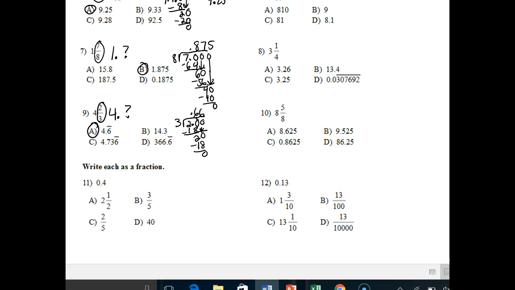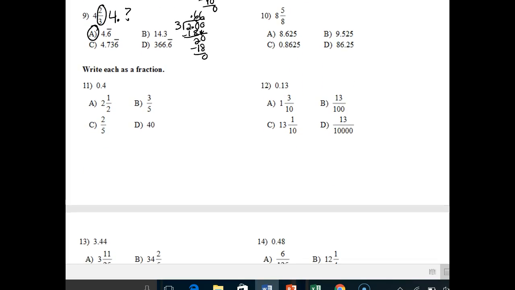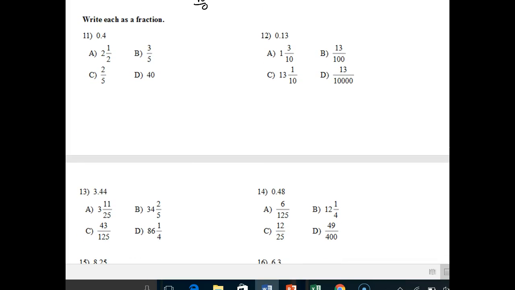All right, now we're flip-flopping from writing fractions as decimals to writing each decimal as a fraction. So what do we do? We label the place value, and then we simplify. So 0.4, that's in the tenths place, so that's why it's going to be 4 over 10, but I don't see 4 over 10. That's because that's not simplified. So we need to divide by 2, and what do I get? I get my answer of 2 over 5. So 2/5 is 0.4. All right, next one.